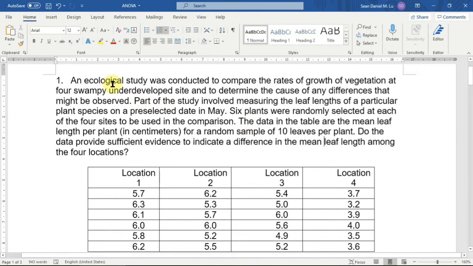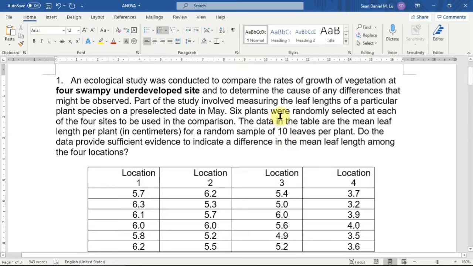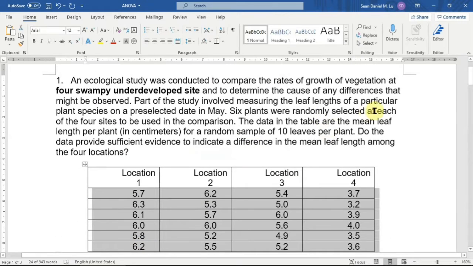An ecological study was conducted to compare the rates of growth of vegetation at 4 swampy underdeveloped sites. These are 4 groups, 4 samples. Determine the cause of any differences that might be observed. Part of the study included measuring the leaf lengths of a particular plant species on a pre-selected date in May. 6 plants were randomly selected at each of the 4 sites.